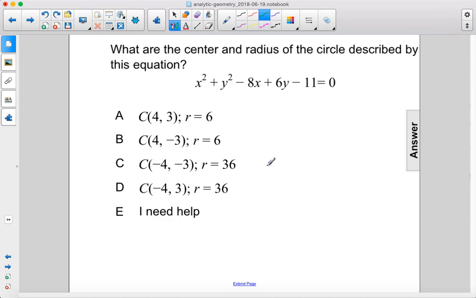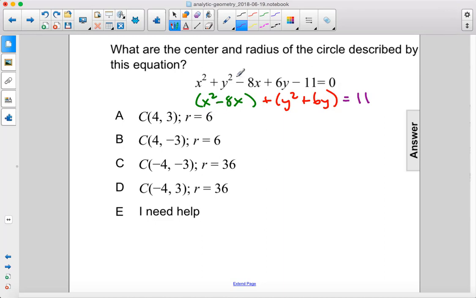What are the center and radius of the circle described by this equation? x squared plus y squared minus 8x plus 6y minus 11 equals 0. All right, so let's regroup these terms by like terms. So we have x squared minus 8x, and then plus y squared plus 6y, and then we're going to add 11 to both sides, so that equals 11.